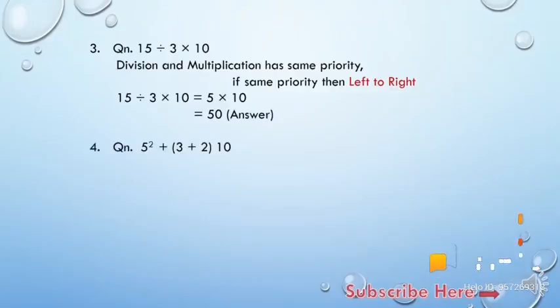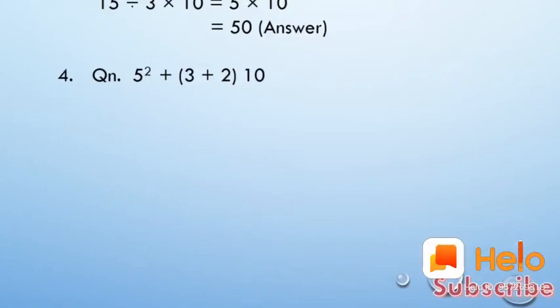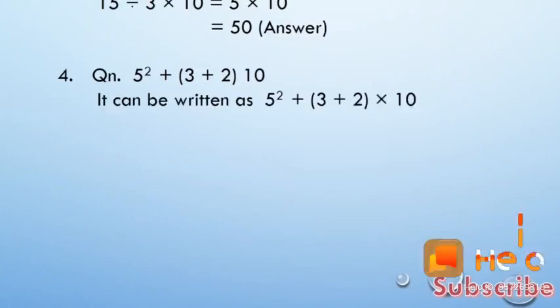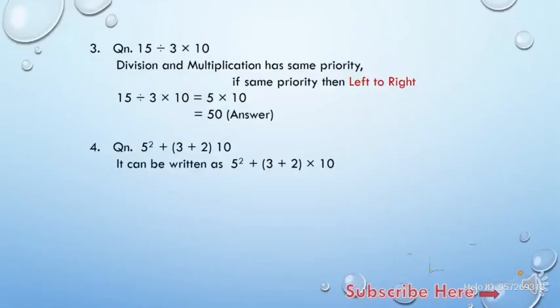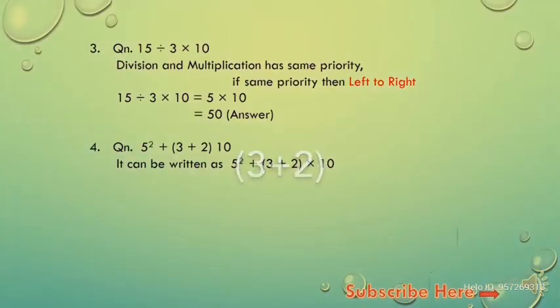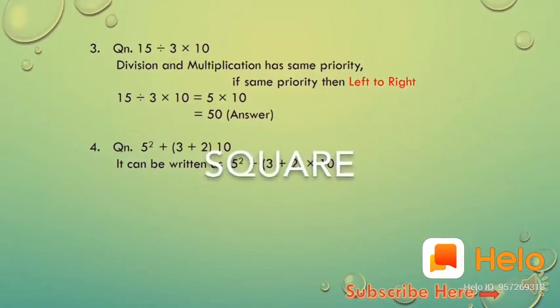Now we will see this problem also. Here there is a square also. The question is 5 square plus 3 plus 2 in brackets into 10. After the bracket, it is considered as multiplication. You can write the problem like this also: 5 square plus 3 plus 2 into 10. Here, which operators are there? We have brackets. Square is there. Square comes in orders, O. Then we have addition.